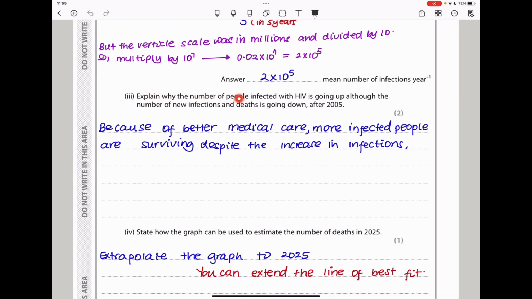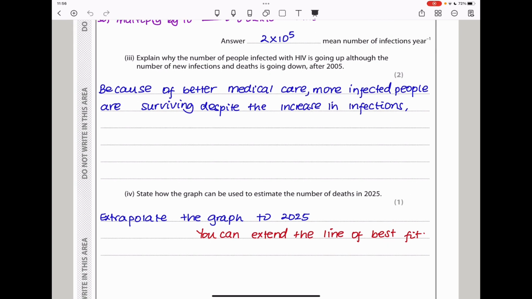Next, I say explain why the number of people infected with HIV is going up, although the number of new infections and deaths is going down after 2005. I said because of the better medical care, more infected people are surviving despite the increase in infections. People are being taken care of well. Even if they have the HIV, they are not dying as they used to die years ago.